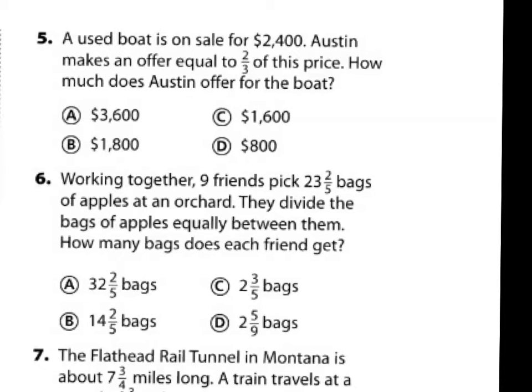Number 5. A used boat is on sale for $2,400. Circle that. Austin makes an offer equal to 2/3 of. Underline of. Of means to multiply. A lot of y'all, when you solved this problem, I saw your papers, you divided or you just did the math wrong, but some of y'all did the math right, but you divided. Of means to multiply. Every problem you see, when you see of, it's going to mean to multiply.